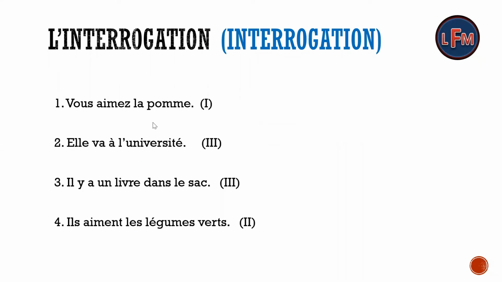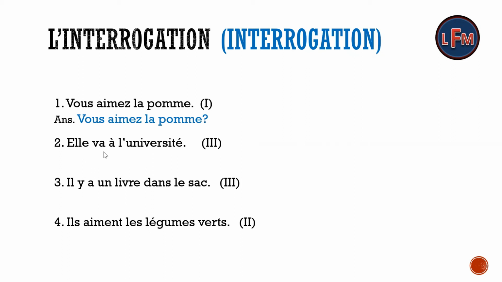Let's make questions from these sentences. First one is, vous aimez la pomme? Here we have to convert this sentence into a question by using the first form. So in the first form, intonation, we simply add a question mark at the end of this sentence. So the answer will be, vous aimez la pomme? Here we raise our voice and simply add the question mark.